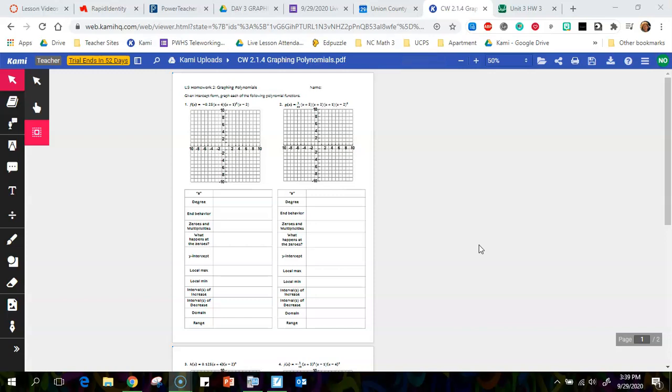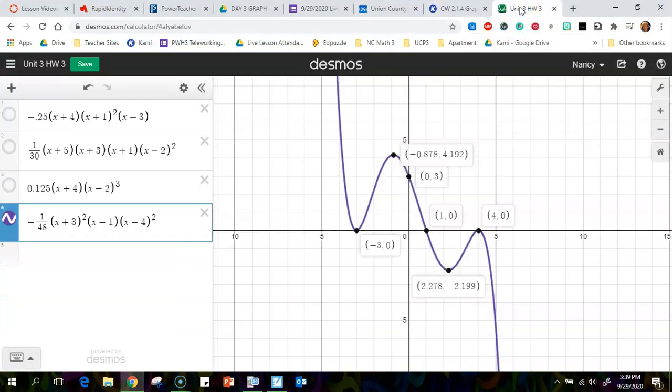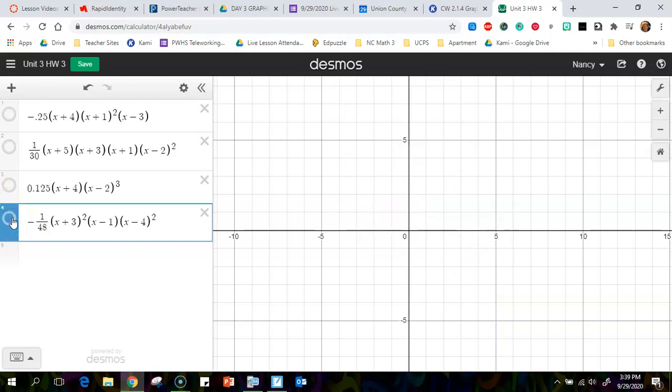So what I've done, this is what your PDF looks like. You've got 4 problems here, but I'm going to do mine on my Smart Notes page because I think it's easier to see the chart and the graph. What you can do, though, is go over to Desmos on your phone or on your computer, and you can go ahead and graph all of these.